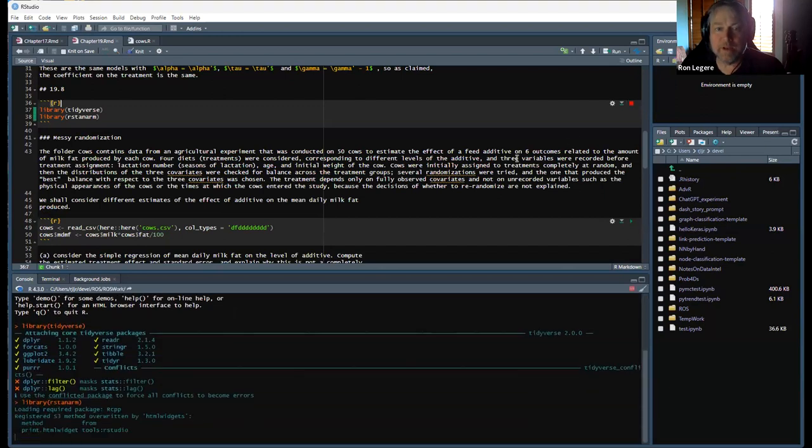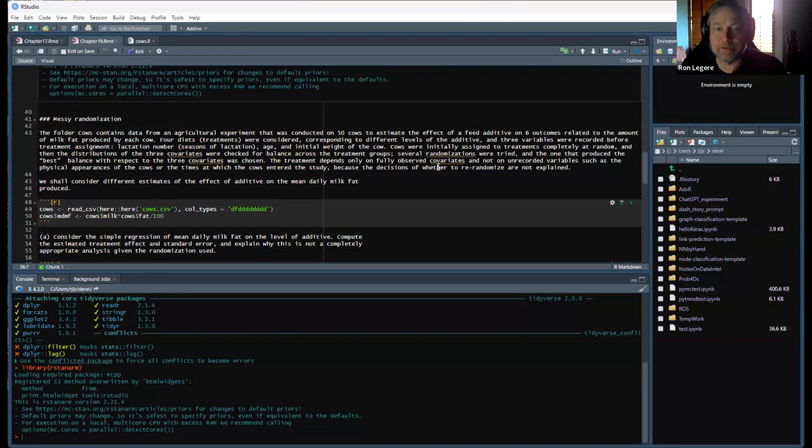So this next one, the problem was there's an agricultural experiment conducted on 50 cows. The goal was to estimate the effect of a feed additive. They had six different outcomes, all related to the different milk fat produced by each cow. They have four different diets corresponding to different levels of the additive, like 0.1, 0.2, and 0.3. And three pre-treatment variables were recorded: how many seasons of lactation the cow had, how old the cow was, and the initial weight of the cow. There are also post-treatment variables we're going to ignore, of course.